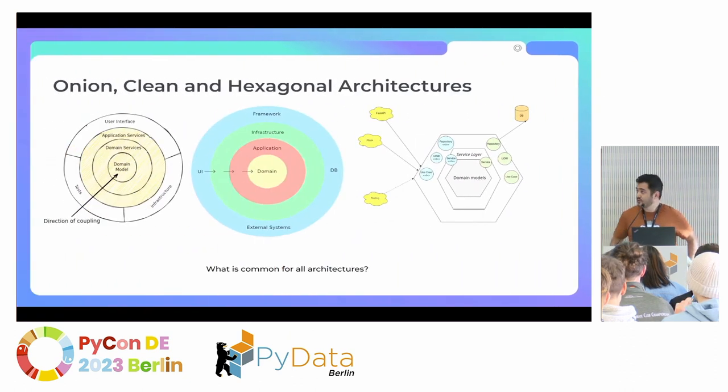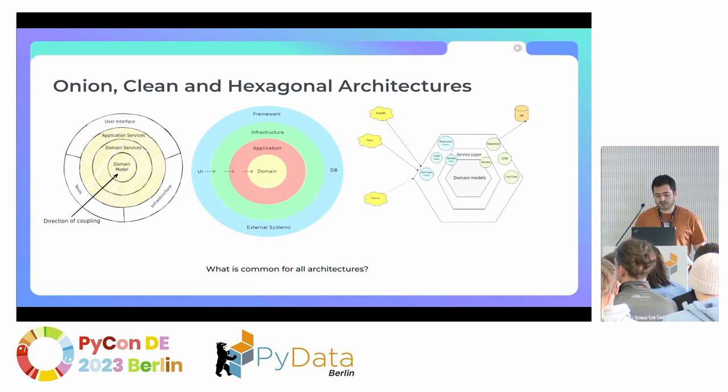And of course, this is not easy in general, and people came around with ideas on how to simplify things. They invented the onion, clean, and hexagonal architectures. The hexagonal architecture has a different name, ports and adapters. You can search for it as well. And the question is, what is common for all these architectures?